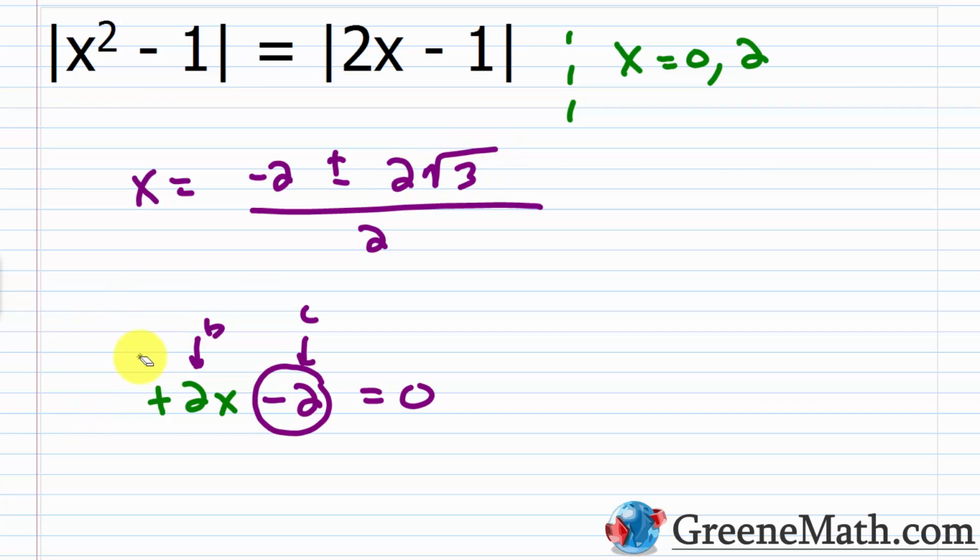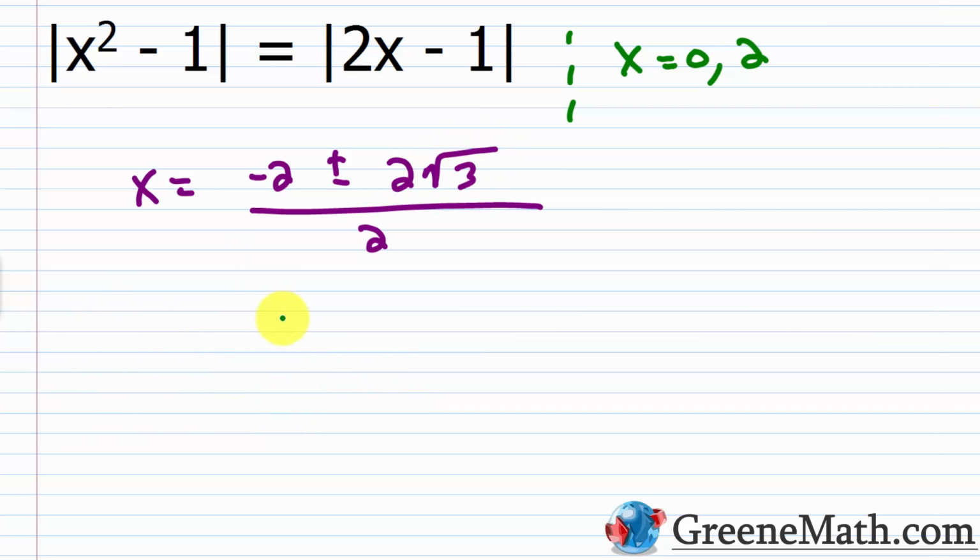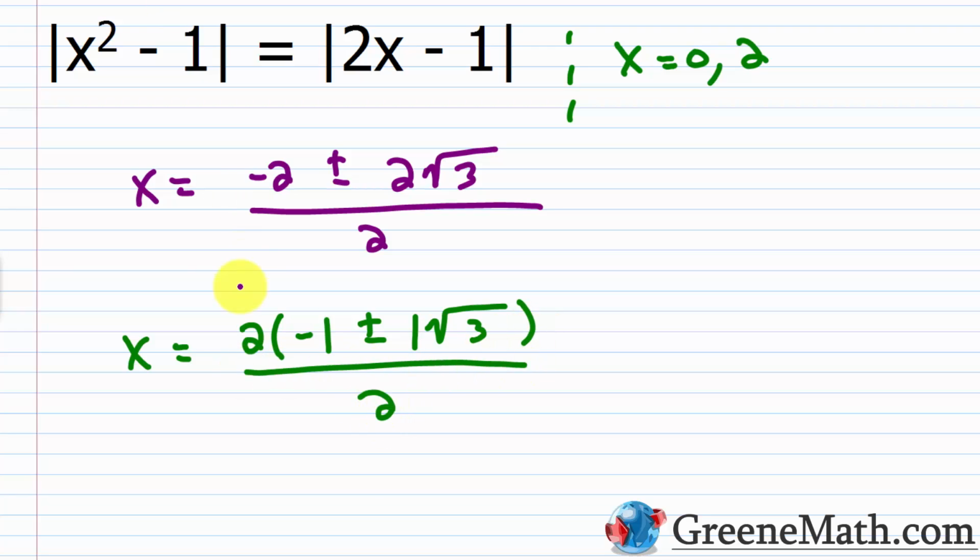Okay, so let me erase this. Now, we know we can simplify this a little bit. So to make this simpler, let me factor out a 2 from the numerator. That will give me a -1 plus or minus a 1 times square root of 3. And this is over 2. And we can see that this would cancel with this. And so what I'm left with, I can just erase this. I don't need a fraction anymore. I basically have -1 plus or minus the square root of 3.